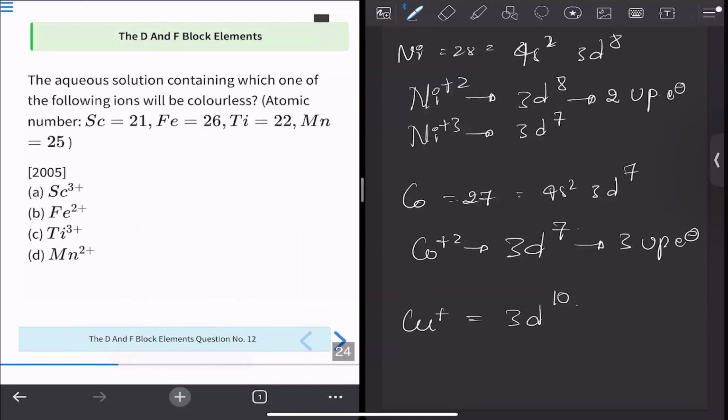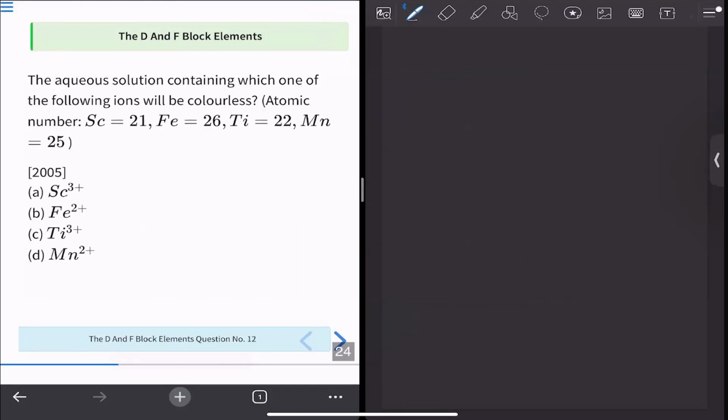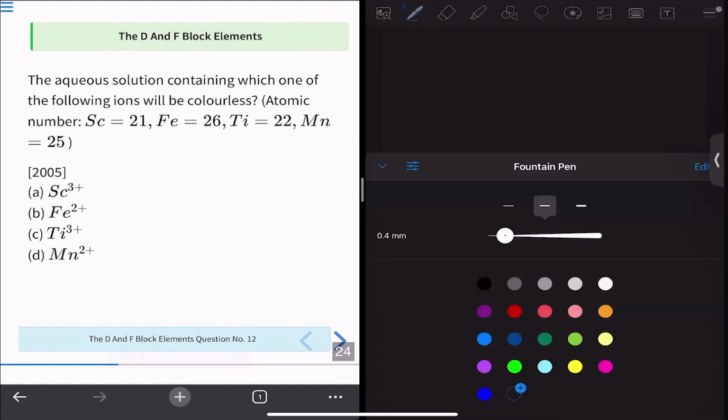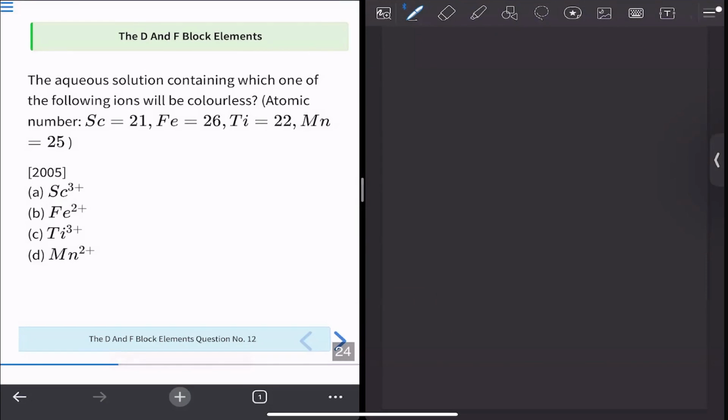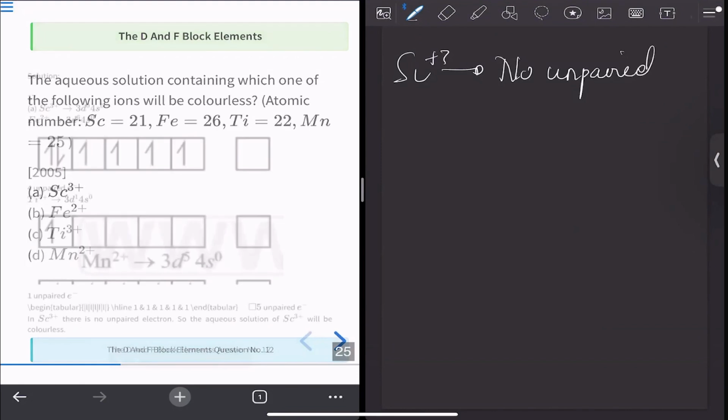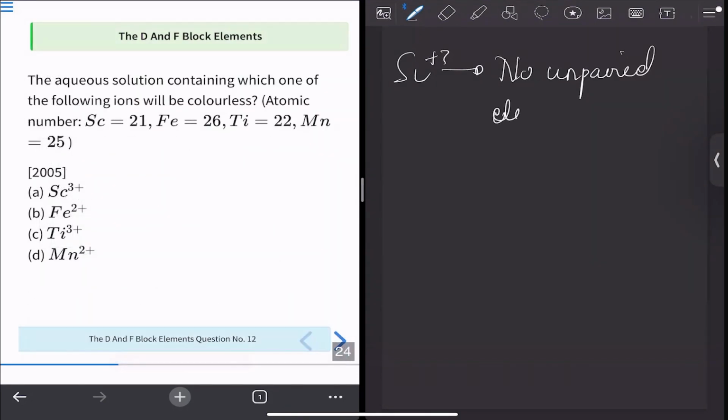Okay. So the next question: the aqueous solution containing which of the following ions will be colorless? We already know Sc plus 3 has no unpaired electron. This should be the answer.